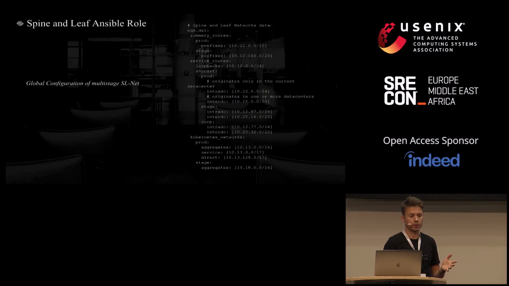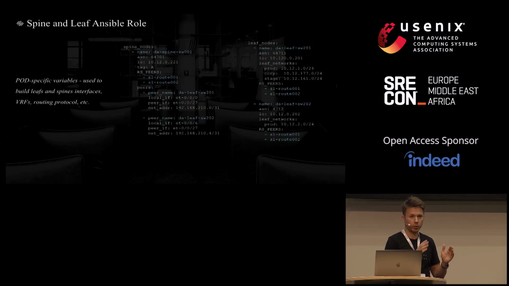There is a part of the configuration that's related to the global view, where we announce the summary routes, anycast routes, loopbacks, autonomous systems. And then there is another one where specific pods are described, where actually all the leaves and spines are listed, as well as route servers.